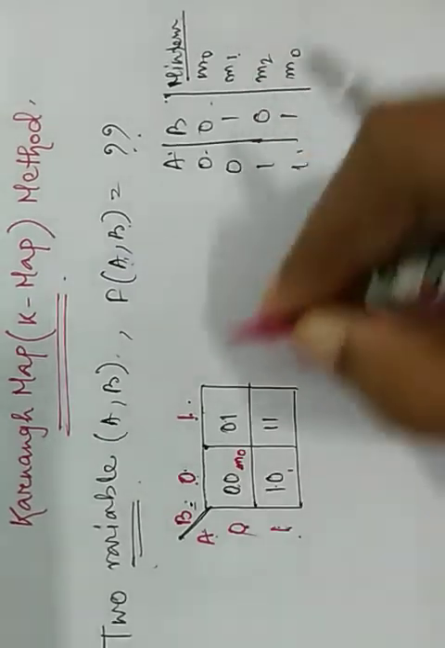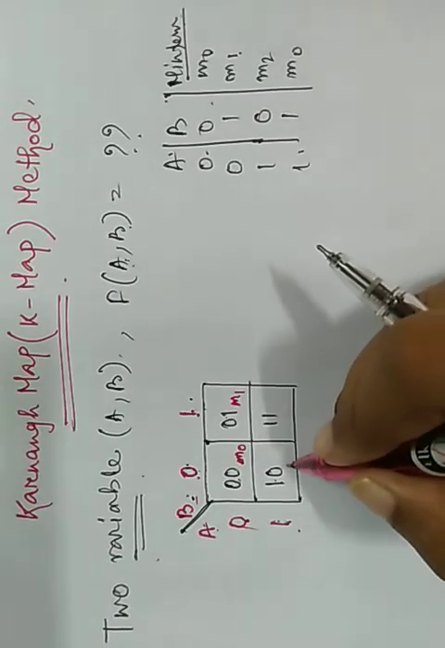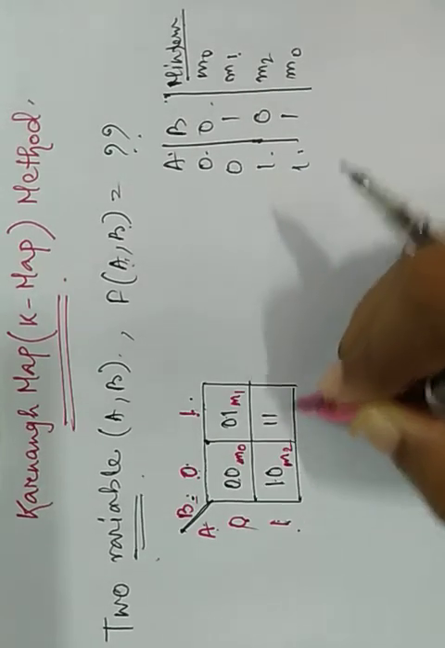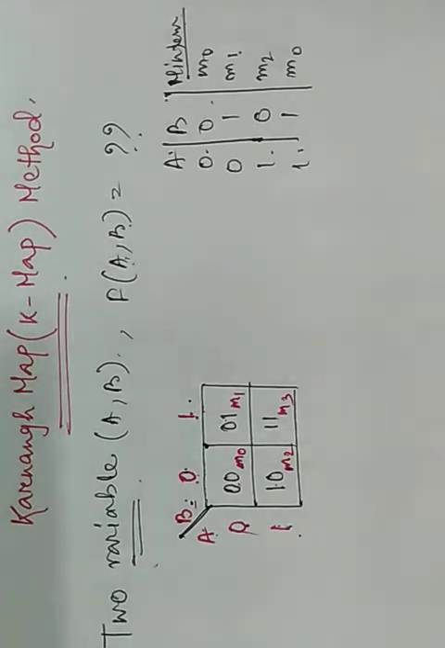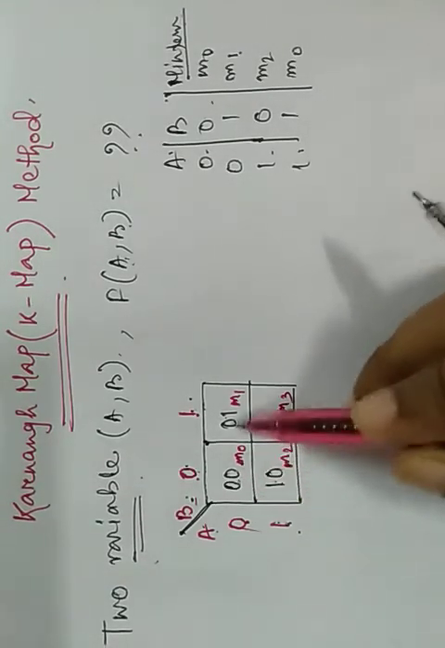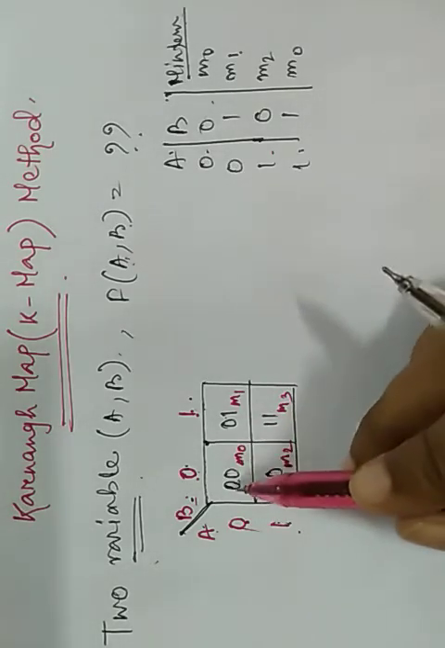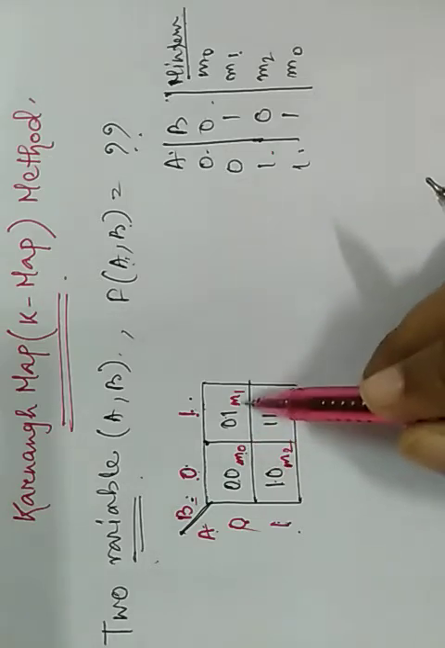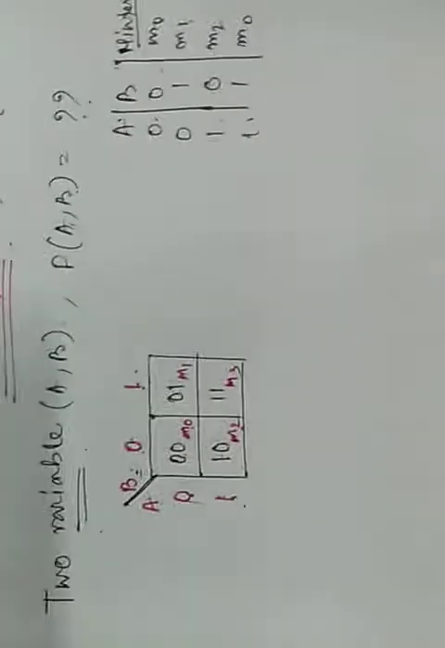0 1 means M1, 1 0 means M2, 1 1 means M3. You don't have to write 0 0, 0 1, 1 0, 1 1, I am just showing you. You have to remember that the first cell is M0, M1, then M2, M3. Clear? This is for 2 variables.